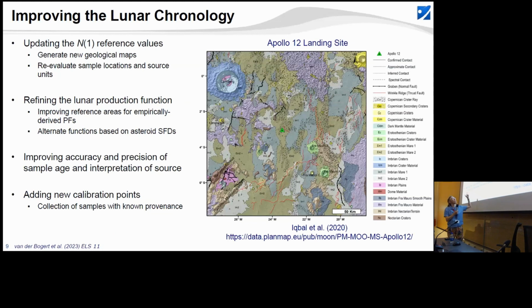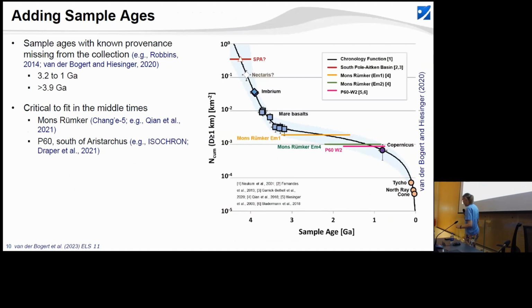Well, what Gia just talked about, the part of improving the N of 1 reference values, and that involves making new updated geological maps and basically improving the count areas for the CSFD analysis. We can also refine and improve the lunar production function, which is something that our student Astrid Oetting is going to present at the poster session. And then we can also improve the sample age part of the calibration. And then naturally we want to add new calibration points.